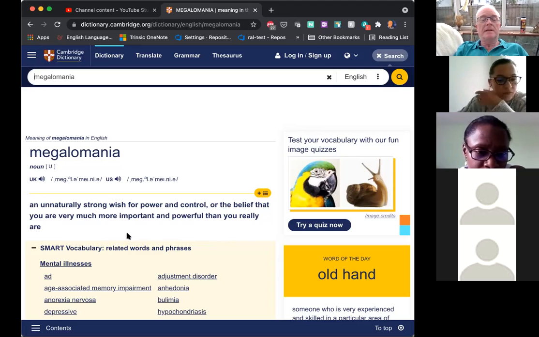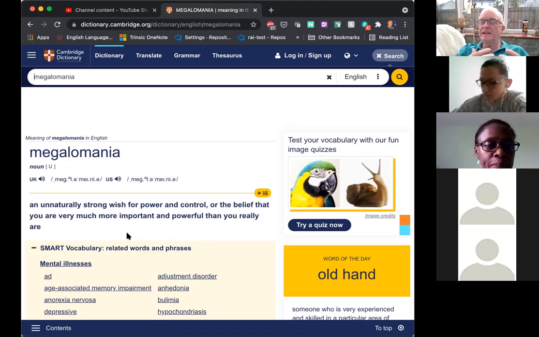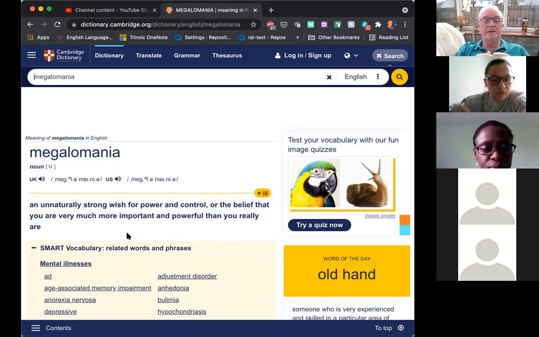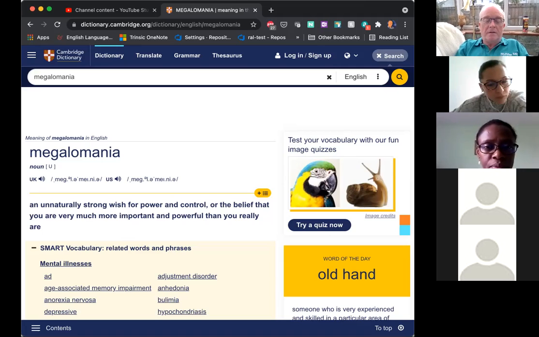Okay, so this is a word to describe somebody who wants to be all powerful, right? They've got an innate desire for that, right? Or maybe they think they're powerful when they're not really, but whichever one of those two it is, it's a bit unnatural. Let me write that word in the chat: megalomania.